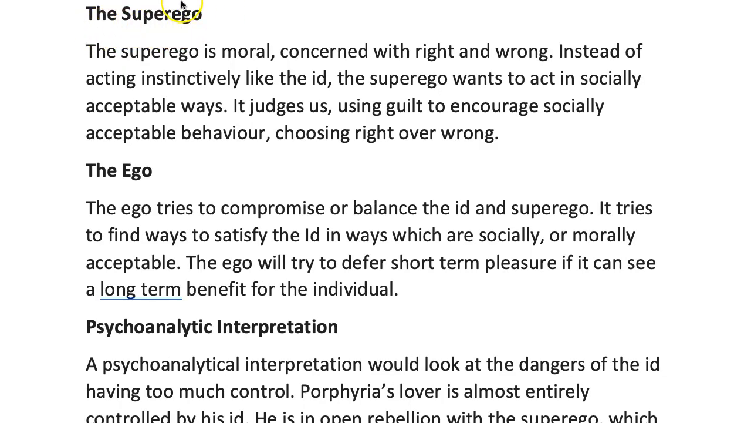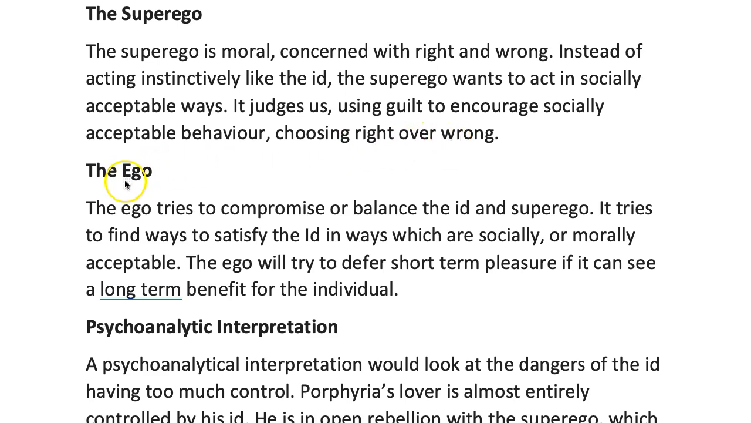Next, we have the superego. So the superego is moral, concerned with getting things right and avoiding what's wrong. Instead of acting on instinct like the id, the superego wants to act in socially acceptable ways. It judges us, and it uses guilt to encourage socially acceptable behaviour, choosing right over wrong.